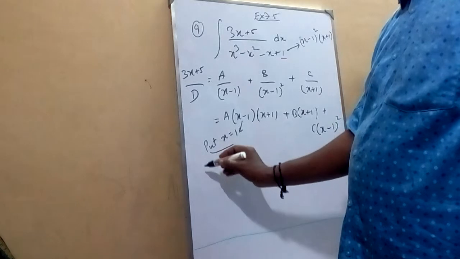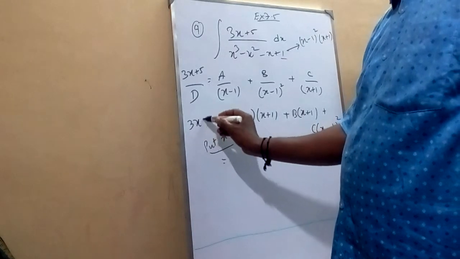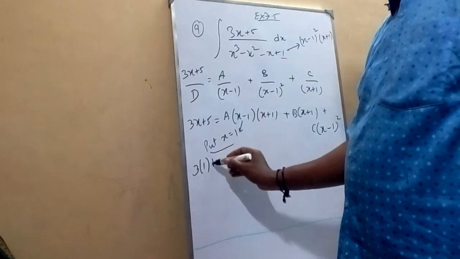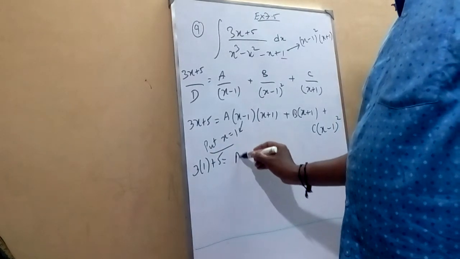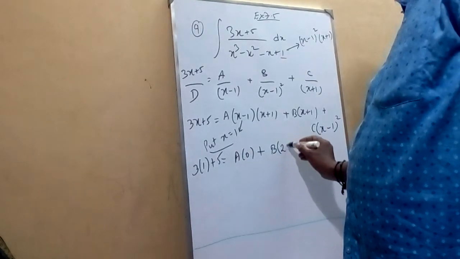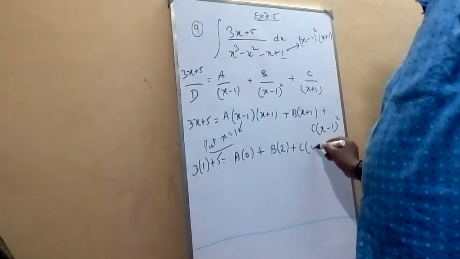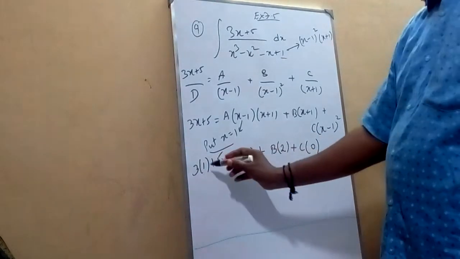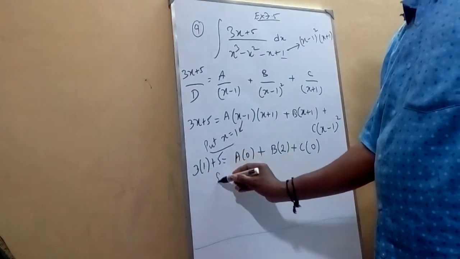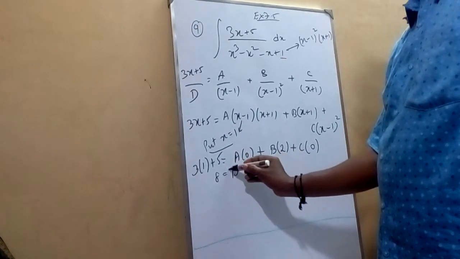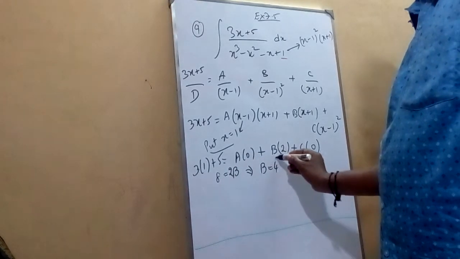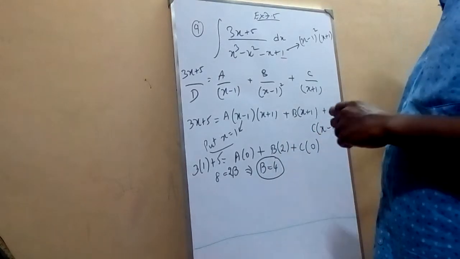I told you the method: put x equal to 1 by seeing this. So for 3x plus 5 with x equal to 1, we get 3 into 1 plus 5 equals A into 0 plus B into 2 plus C into 0. Therefore 3 plus 5 is 8. So 8 is equal to 2B. This implies B is equal to 4. I got B is equal to 4.